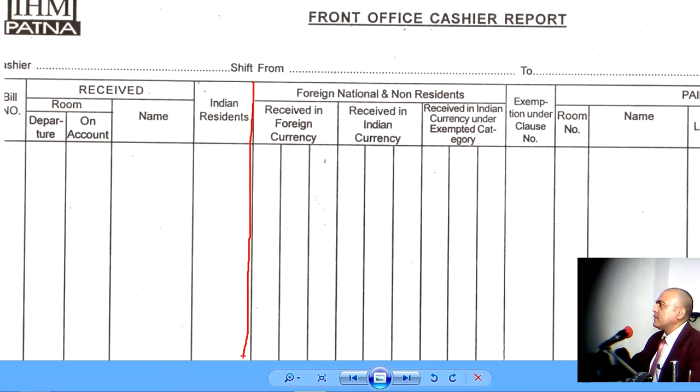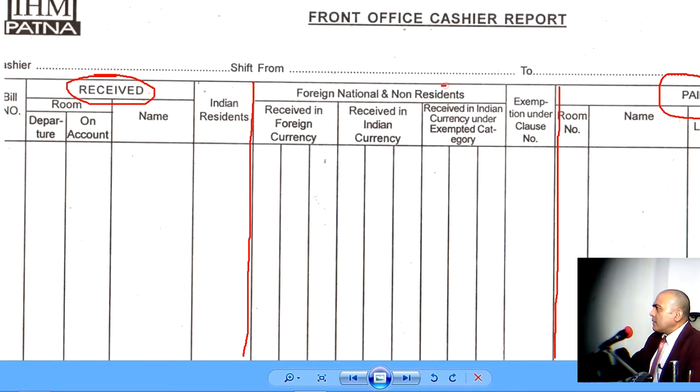One is here, and the second one is here. If you notice, this side is all the cash or money received by the cashier, and this portion details the money which is paid by the cashier to someone, either to a guest, an employee, or a third party.